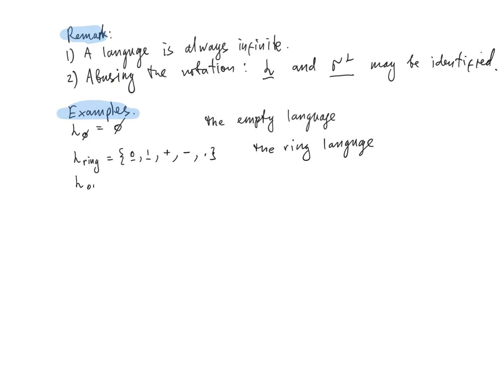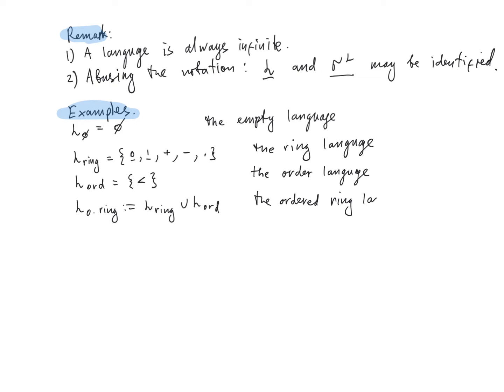Another example is given by the language L_ord, which consists of a single binary relational symbol, less than. We refer to this as the order language. The next example is the language L_ordered rings, which we take to be the union of the language of rings and the language of orders, and refer to as the ordered ring language. We can also consider the language L_set, which consists of a single binary relation symbol denoted by the belongs to symbol, and we refer to this as the language of set theory.